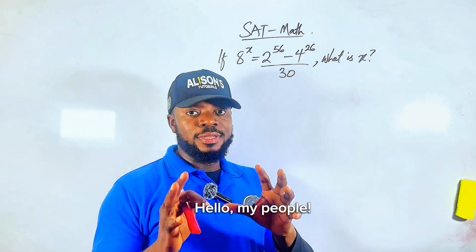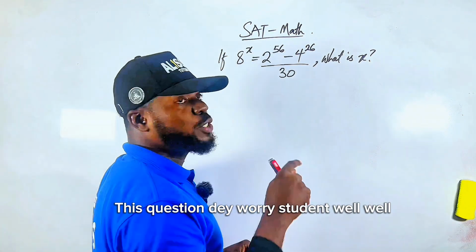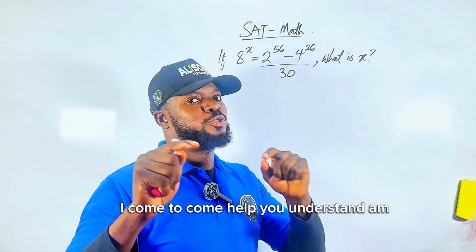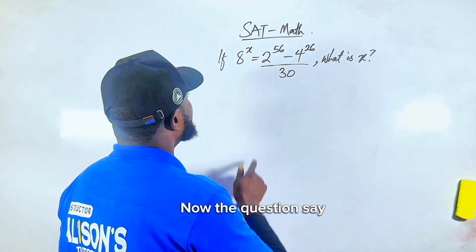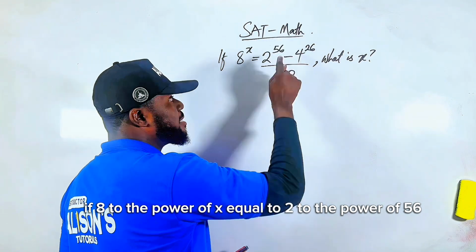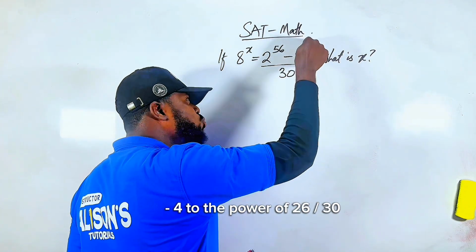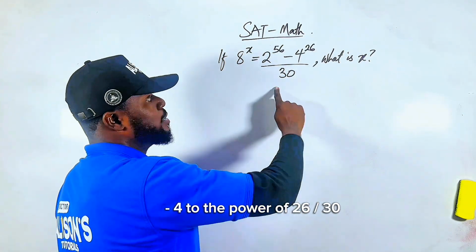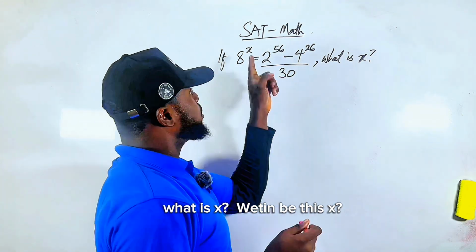Hello, my people. Another question for SAT be this. This question worries students, so I come to help you understand it. Now the question says, if 8 to the power of x equals 2 to the power of 56 minus 4 to the power of 26 divided by 30, what is x? What will this x be?